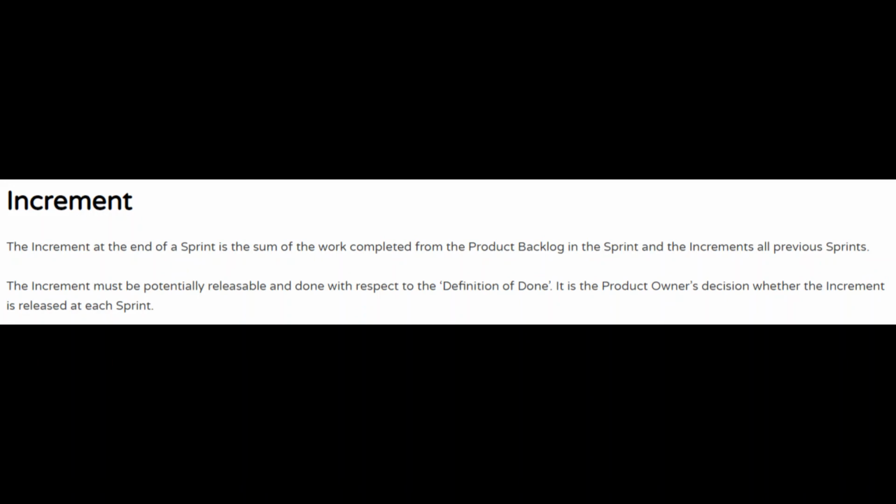The increment at the end of a sprint is the sum of all the work completed from the product backlog in the sprint and the increments of all previous sprints. The increment must be potentially releasable and done with respect to the definition of done. It is the product owner's decision whether the increment is released at each sprint.